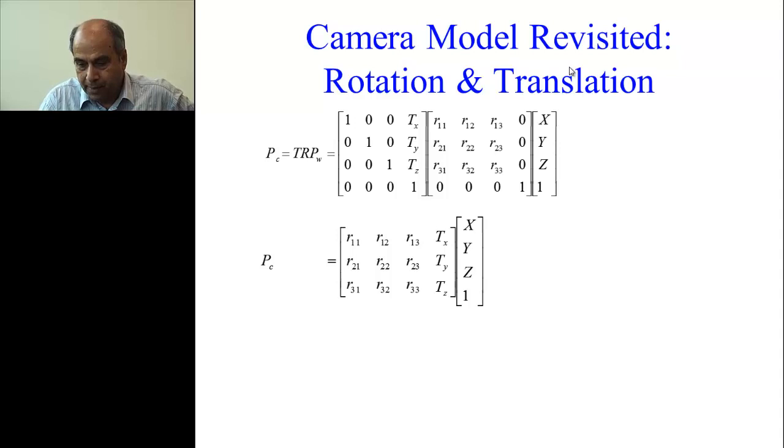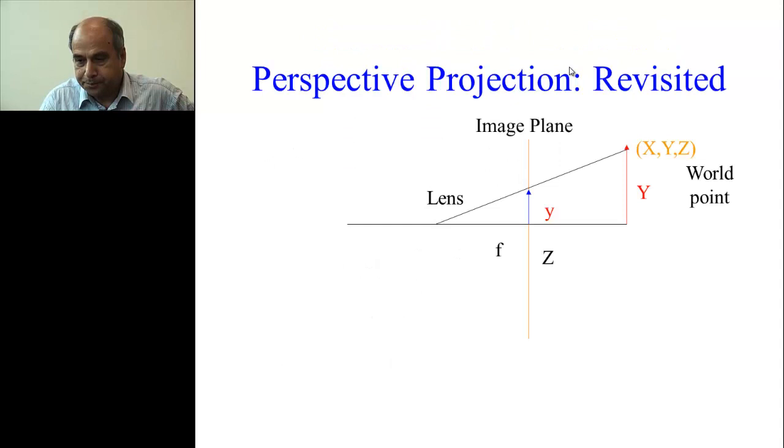Then this matrix, which is the product of translation and rotation matrices, we call the M extrinsic matrix. And then we are going to use the perspective projection again. And here, again, we have the X, Y, Z world point. This is a lens here, which is shown here. And the ray of light will hit the object, go through that, and the image is formed here.